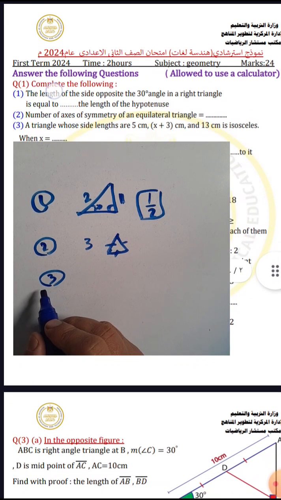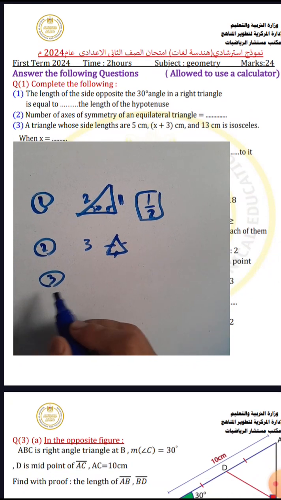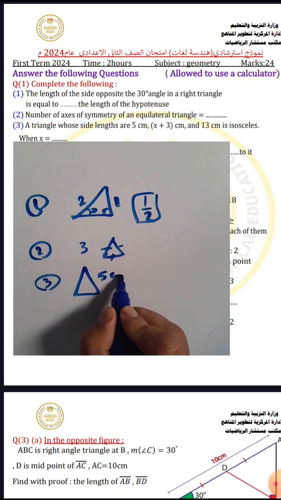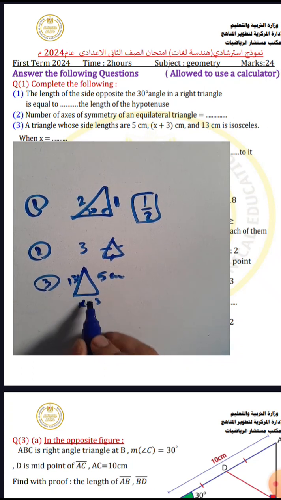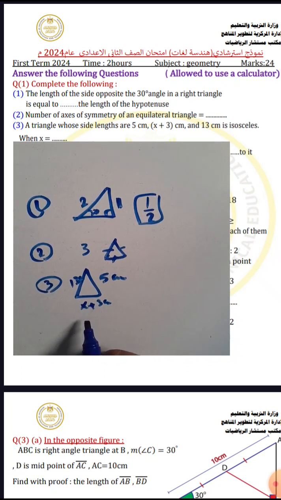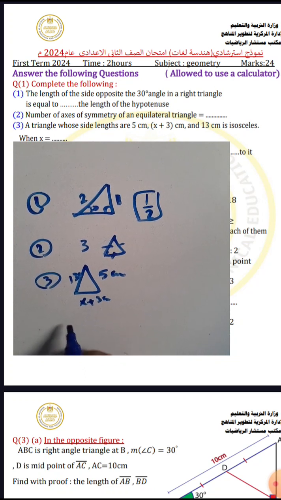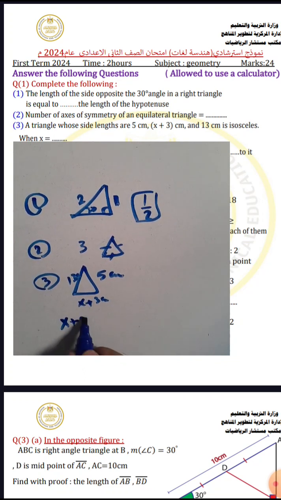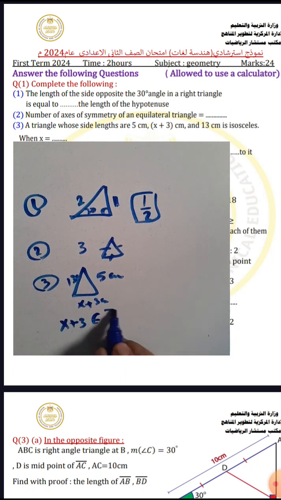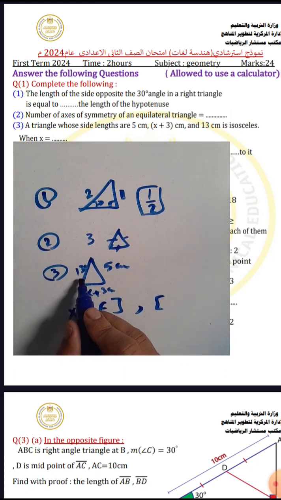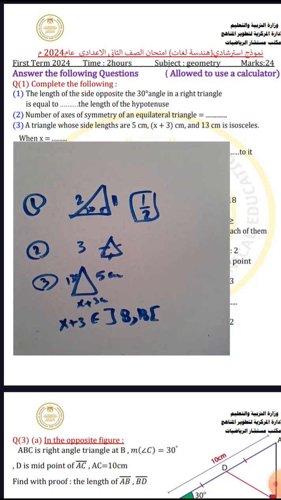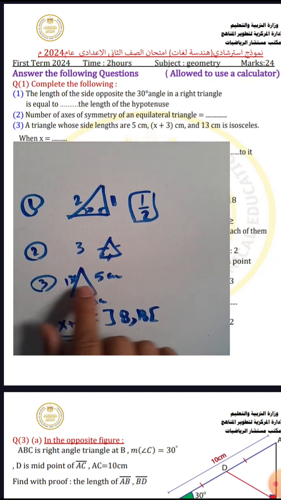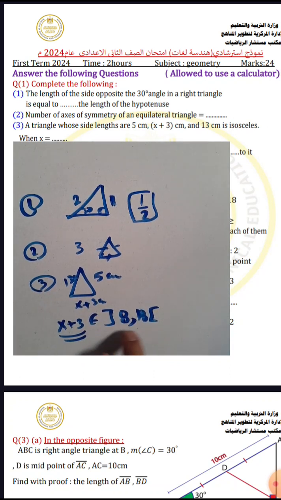Question number 3. A triangle whose side lengths are 5 centimeters, x plus 3 centimeters, and 13 centimeters. We want to find x. It tells us it's an isosceles triangle. Then x plus 3, the third side length, belongs to the open interval from the difference between 13 and 5, which is 8, to 13 plus 5, which is 18. And it tells us it was isosceles. Then the length of x plus 3 must be what? 13, not 5, because 13 lies between 8 and 18.